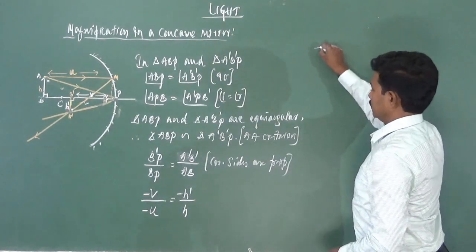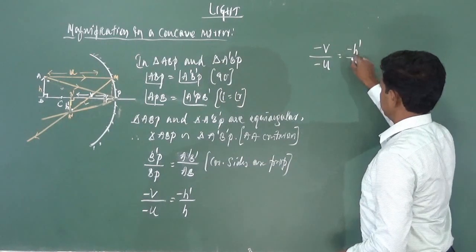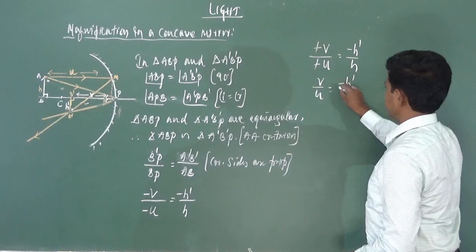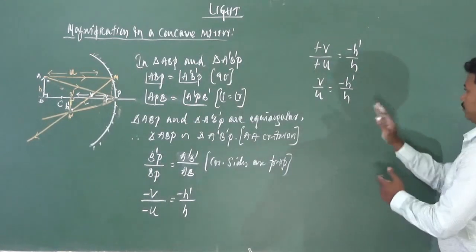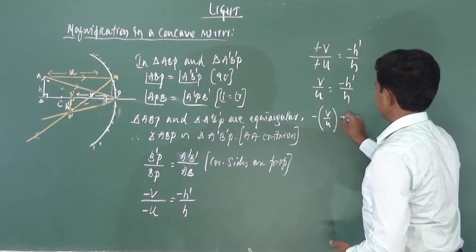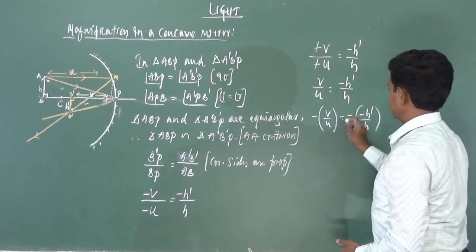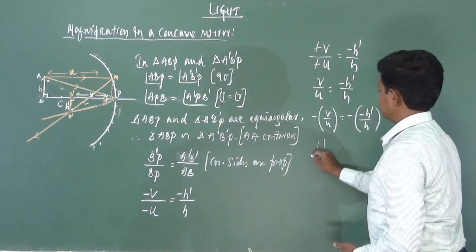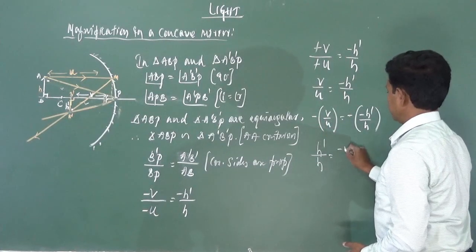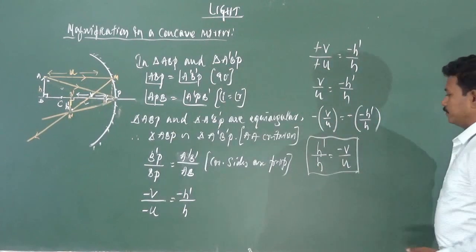I will carry this: minus v by minus u is equal to minus h dash by h. Minus minus cancels, so v by u is equal to minus h dash by h. So we will multiply both sides by a negative sign. Minus of v by u is equal to minus of minus h dash by h. Minus into minus is plus, so h dash by h is equal to minus v by u. So this is the relation we have got now.